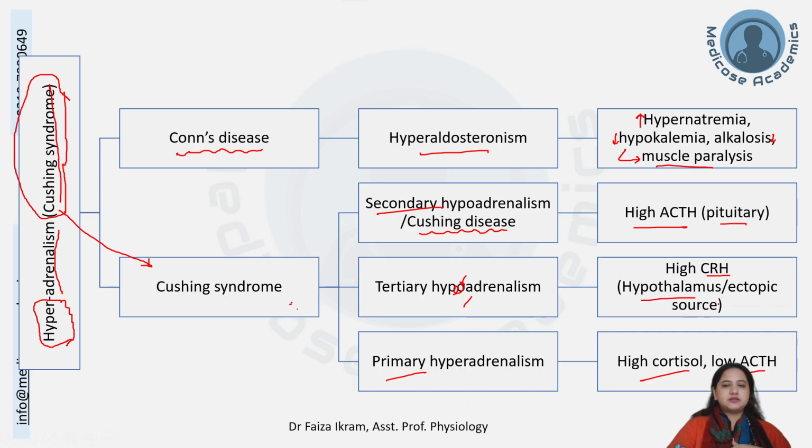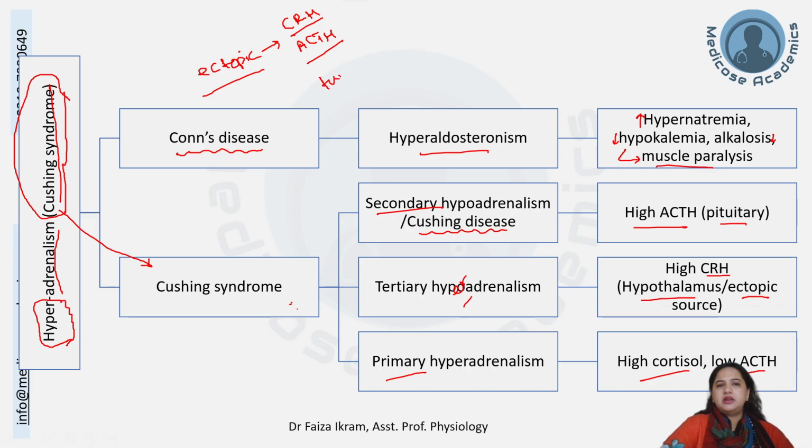And there can be another reason, ectopic source. What ectopic is, I think this must be new for you. The word in English means something from other than the original source. Like you had seen in the CVS, ectopic cardiac beat was produced from somewhere other than the SA node. So this is ectopic production of corticotropin releasing hormone, or ectopic production of ACTH from somewhere other than the hypothalamus or pituitary gland.